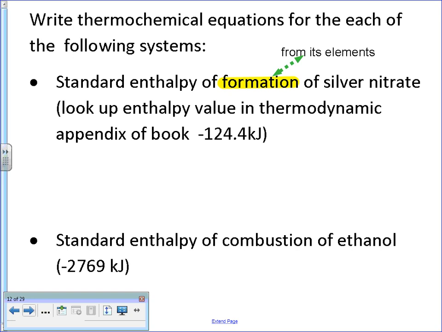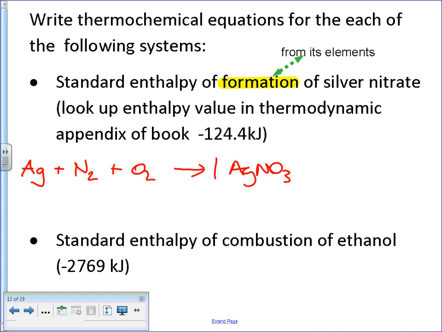So what's your product? Silver nitrate. So just 1 mole of silver nitrate, okay. And what are the reactants? Solid silver. No, silver. And how do I write nitrogen? And how do I write oxygen?